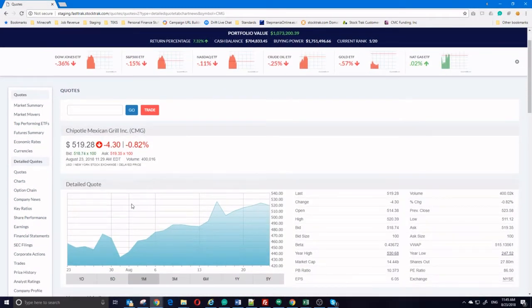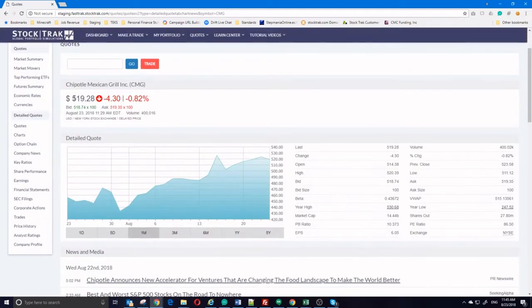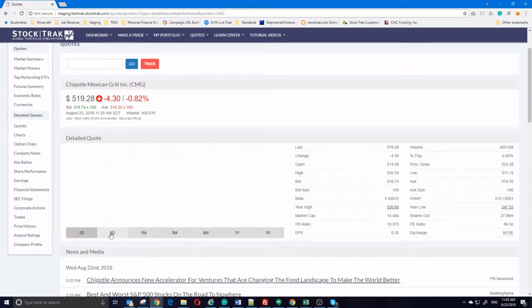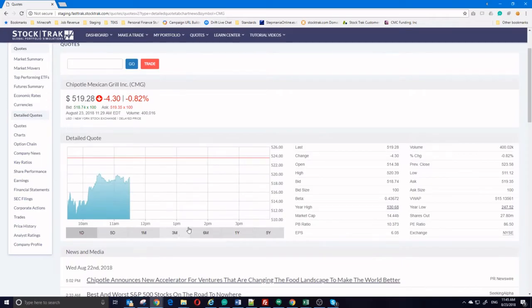This will load a detailed quote showing you a lot of information about this stock, including its current price, how it's changed for today, the bid and ask price, and a timestamp for when I did this search. Down here, you can see a performance chart showing this stock's performance for the last day, 5 days, 1 month, 3 months, 6 months, a year, and even 5 years. You can find a little bit more detailed quote information here. For example, the earnings per share, its current market cap, its year's highs and lows, and a lot more information.